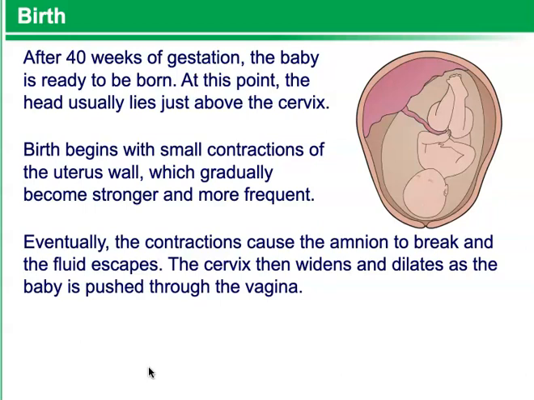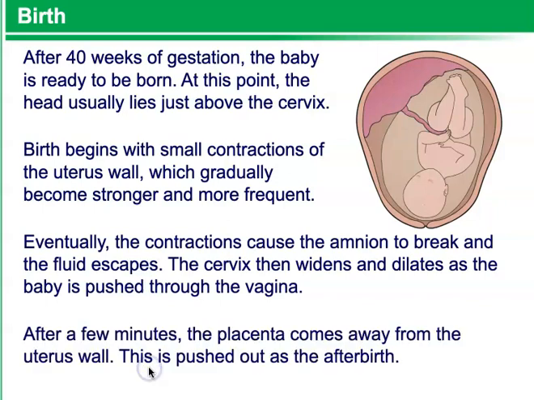The cervix then widens and dilates as the baby is pushed through the vagina. After a few minutes, the placenta comes away from the uterus wall. This is pushed out as the afterbirth.